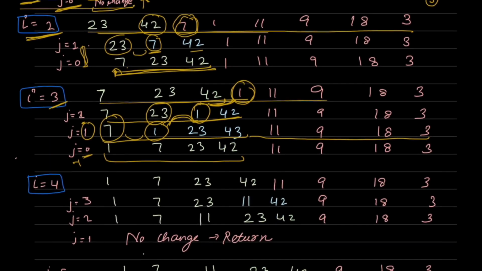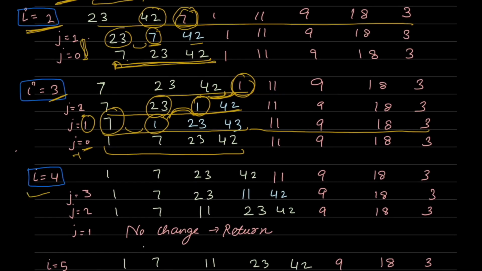We move to the next iteration. Now the value of i equals 4, and we are at 11. This is the state of the array and we are at 11. For j equals 3, we will be comparing 11 with 42. Since 11 is smaller than 42, we will do the swapping, and this will be the state. We did the swapping, right?